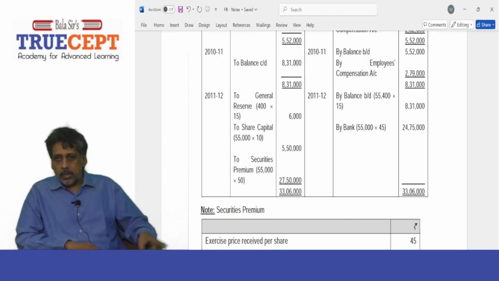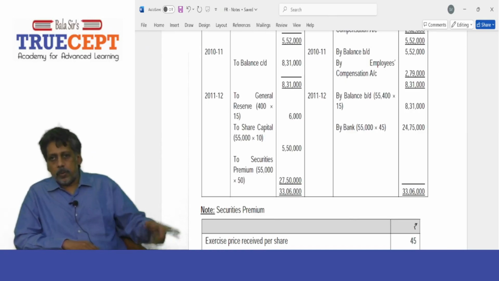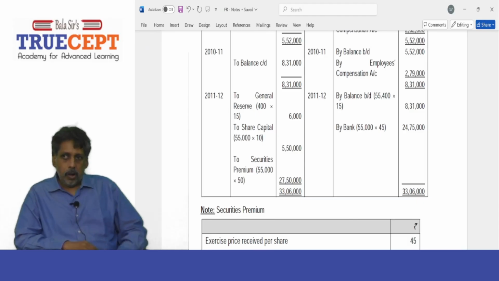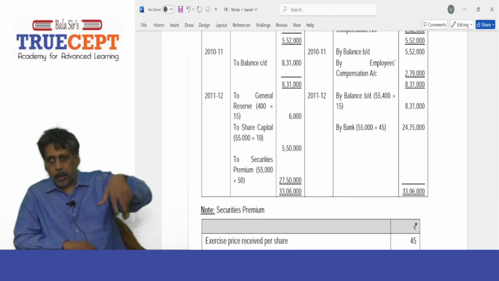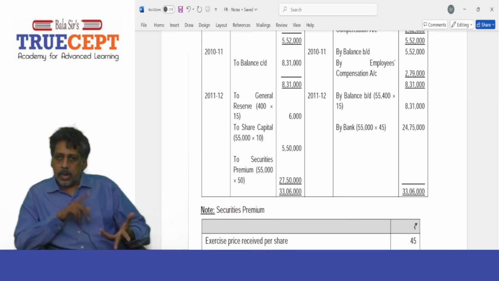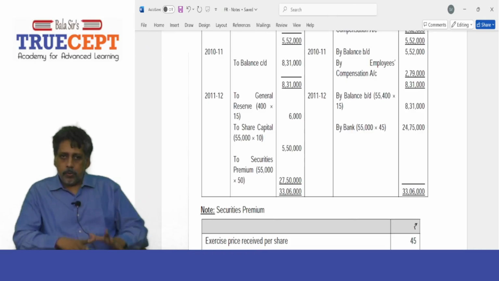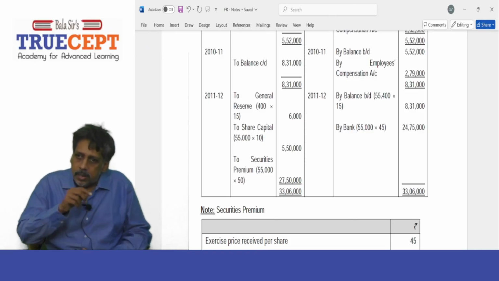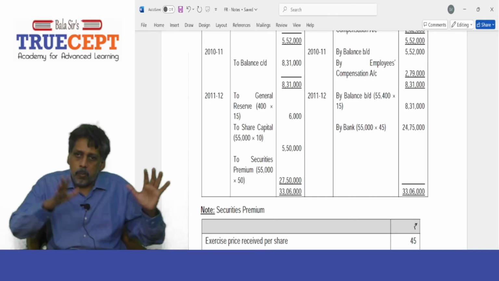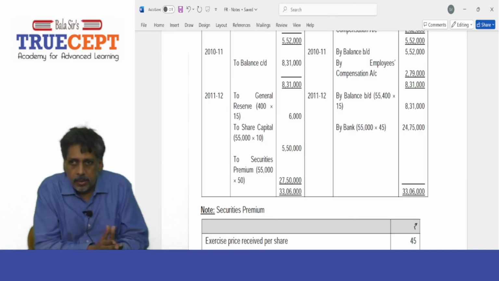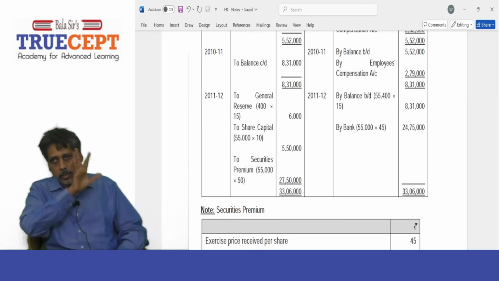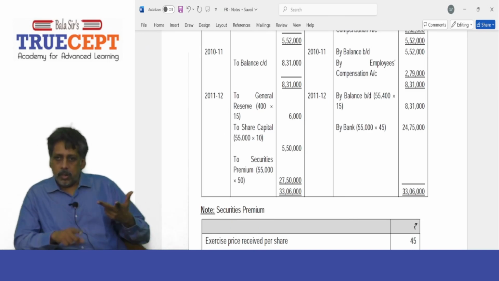That is what is given in the standard in para 23. But in your study material, they are transferred to retained earnings, but nothing wrong. Whether you transfer to general reserve or retained earnings, it doesn't matter because anyway both are free reserves available for dividends, right? Not an issue. Therefore, to general reserve, how much? 6,000. The amount is 6,000.